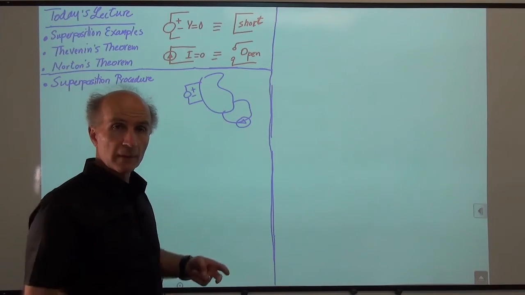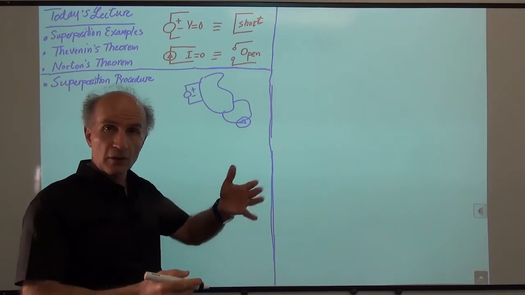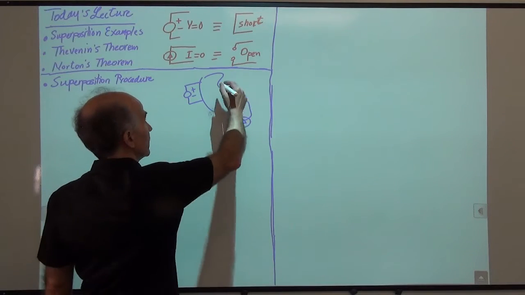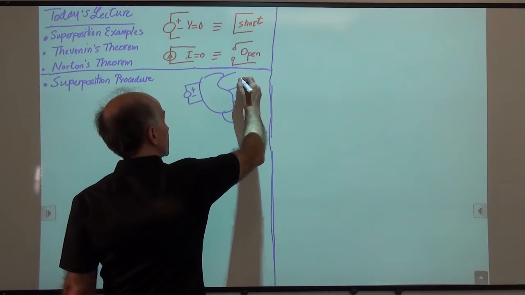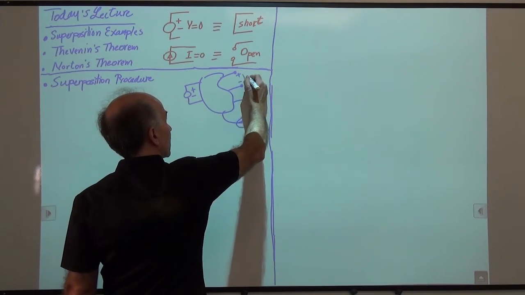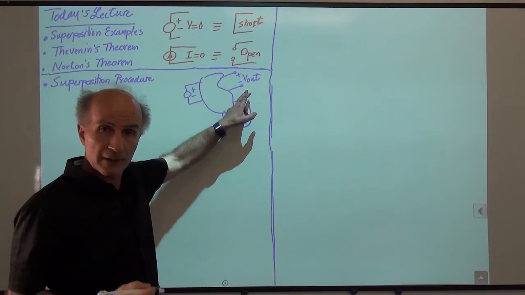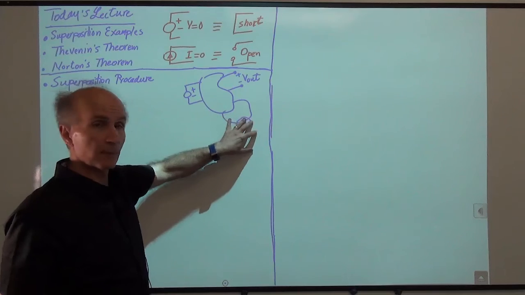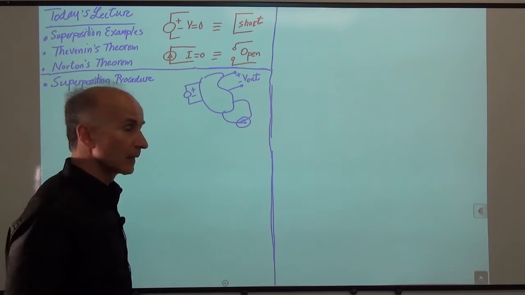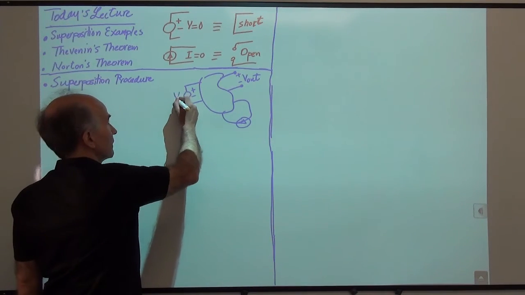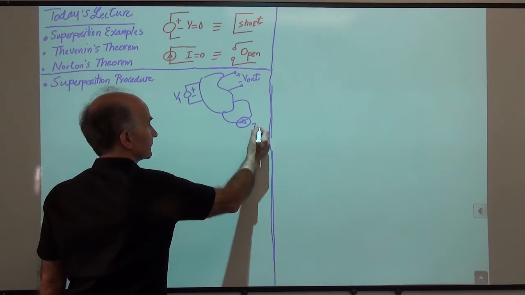So I have two inputs, and I have an output somewhere. It could be a current or voltage somewhere, anywhere you want. So let's say I have a voltage here, V out, and I would like to find V out resulting from both of these inputs. All right? Okay, so for example, call this V1 and call this I1.